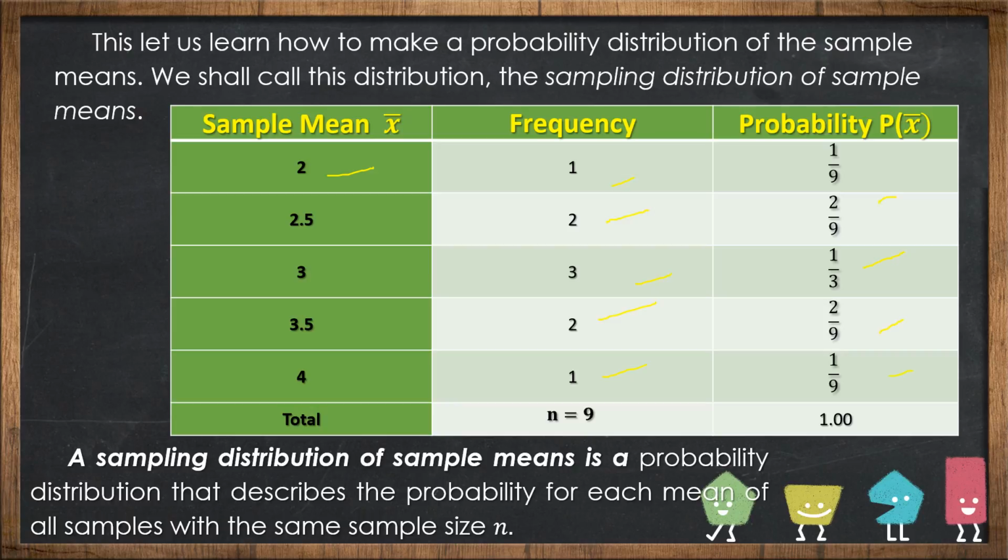So, how do we come up with this? Because 9 over 3 is equal to 3, right? So, therefore, 3 over 9, that is 1/3. As you can see here, if we're going to do this one, that is 3 over 9, but 3 over 9 is 1/3. So, instead of writing 3 over 9, we write 1/3. A sampling distribution of sample means is a probability distribution that describes the probability for each mean of all samples with the same sample size.